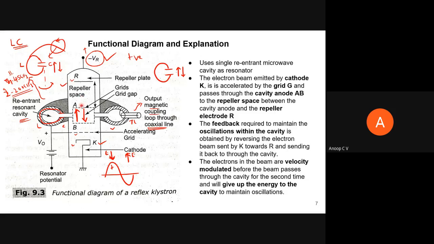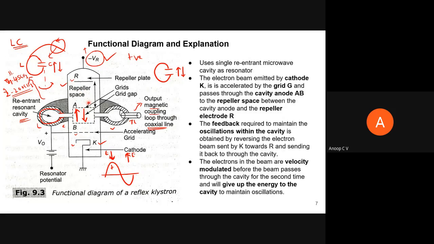As it enters the repeller space, what happens? This repeller is given a higher negative potential. So these electrons will be returning back. That returning back of electrons provides the positive feedback in this case. In order to provide positive feedback, we have this repeller. So this electron beam will return back.